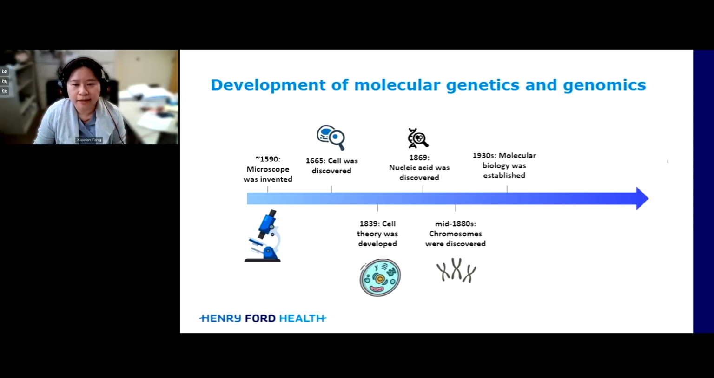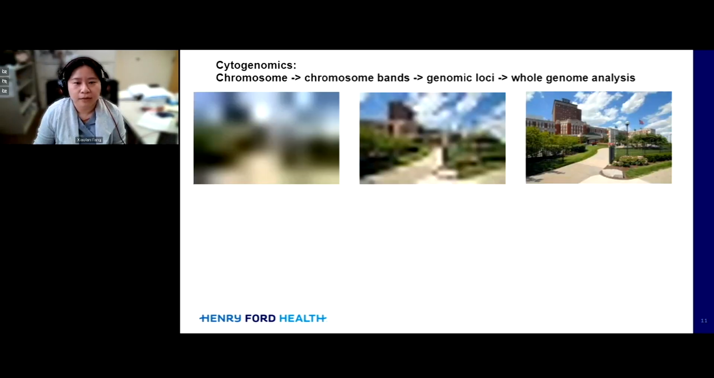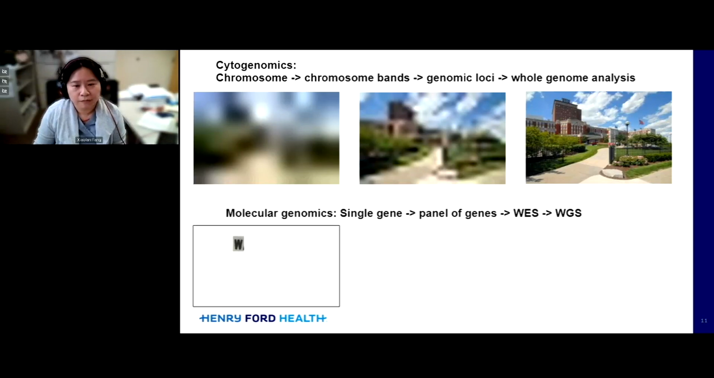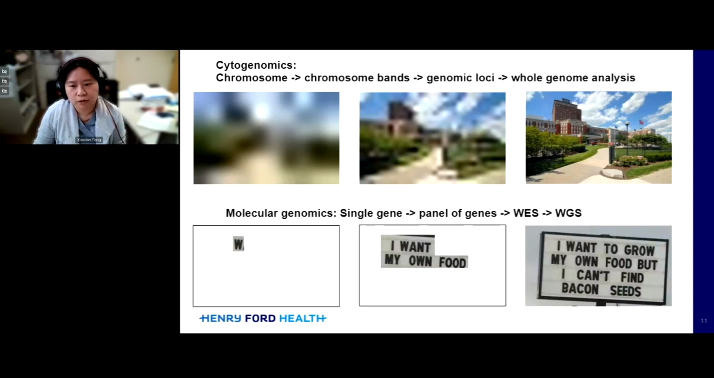And then in the 1930s, molecular biology was established, followed by the genetic code's discovery and the central dogma in the 1950s. And from 1990 to 2003, the Human Genome Project was established and completed. So if we compare to the cytogenomics development, molecular genomics starts from a small portion of the big map with high resolution, like a single gene, to a panel of genes, and then to whole exome or whole genome sequencing, covering the whole genome, the big picture with high resolution.